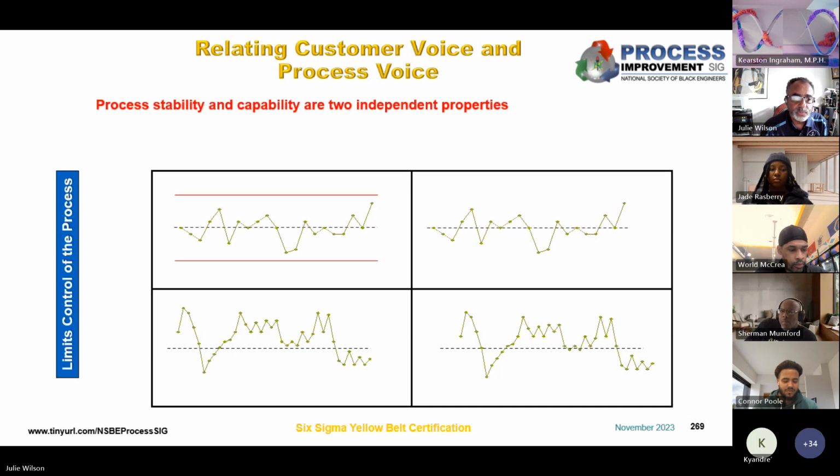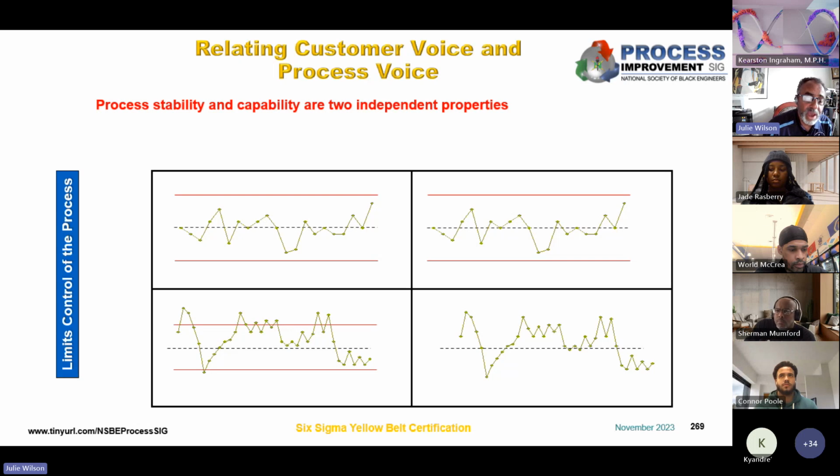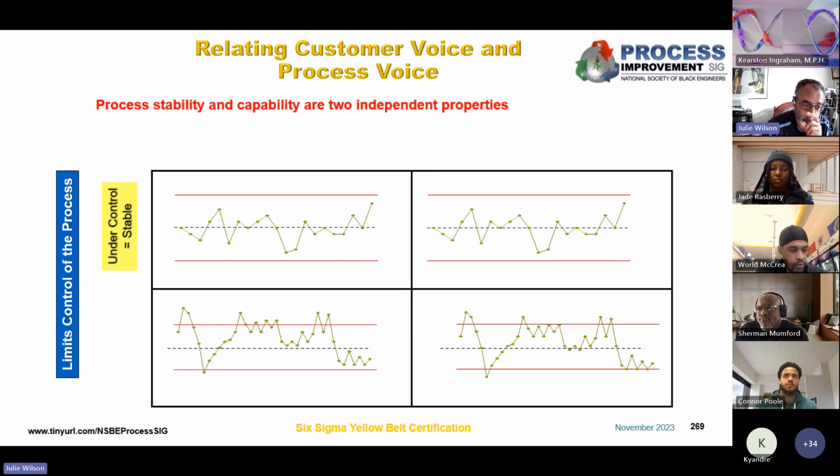For instance, these are limits of the control of the process, these red lines here. So you're looking at examples of a stable process here. And the red lines are calculated based on the history of your process. Here at the bottom, you have processes which are not stable. Okay, so on the top, your processes are stable. At the bottom, you have processes that are not stable. However, if we now add the customer specifications, so on the top, we have processes that are under control and stable. The bottom, we have processes that are out of control and unstable.